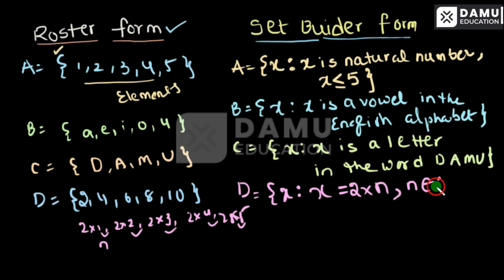n belongs to natural numbers, comma, n is less than or equal to 5. So it will start from 1, natural numbers, up to 5 here. The maximum value is 5 here. So like that we have to write.